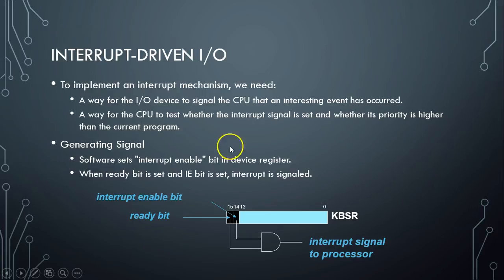So in here, if you look at this diagram, this is our KBSR that we saw before. Remember before, when we saw this, we only had this ready bit available to us. Now when we look at interrupt-driven I/O, we're looking here also at bit 14. All right, so if this bit is enabled, then that means interrupts are going to be used.